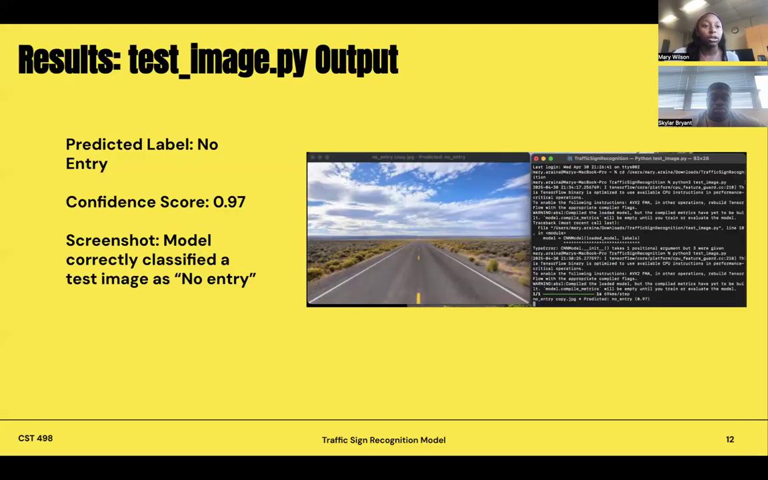And here are the results of the test image. So it predicted an image of no entry where there's no stop sign on the road. And it predicted this with 97% confidence and correctly classified the image as no entry.